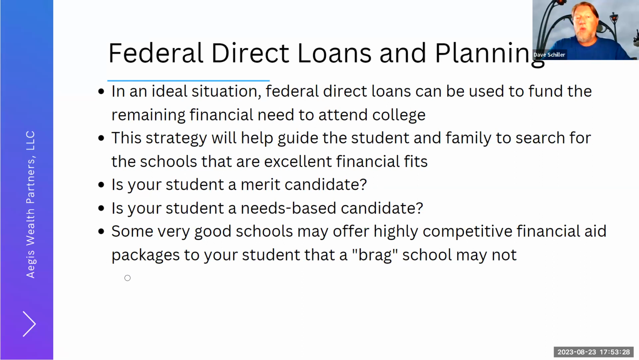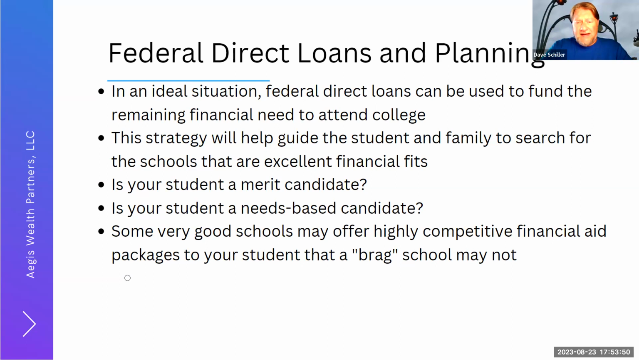So ideally what we want to do is try to limit the amount that they borrow to their expected first year salary. And so that's kind of how we approach borrowing, especially with the direct loans, and trying to plan for which schools are going to be a good fit for the student.